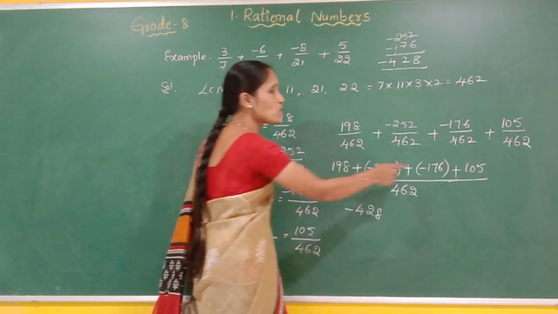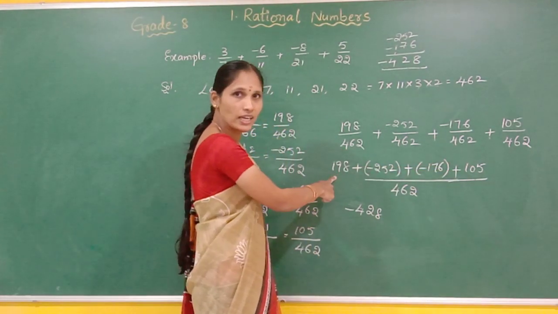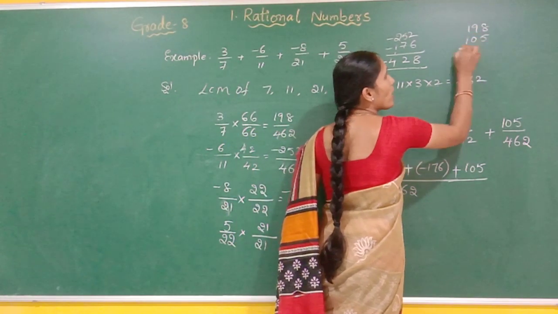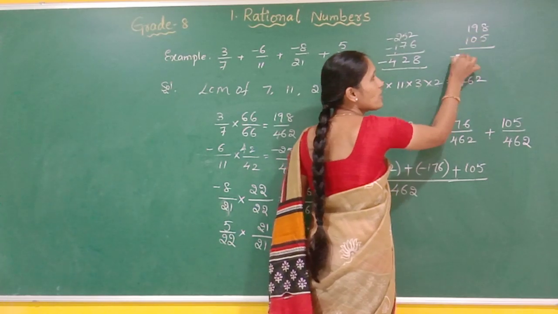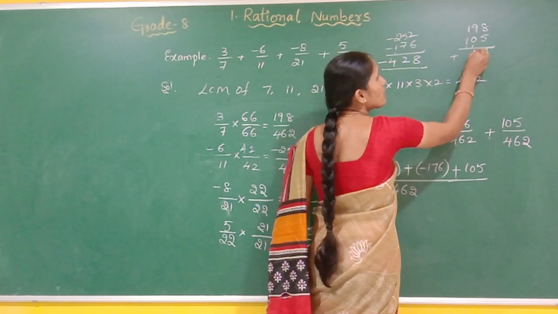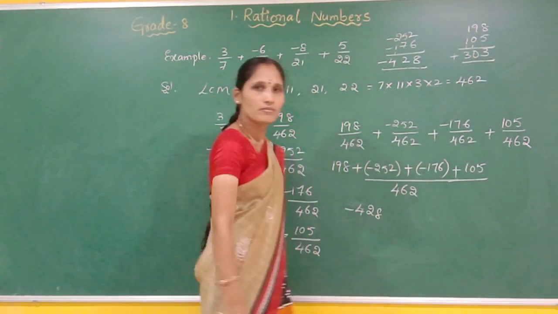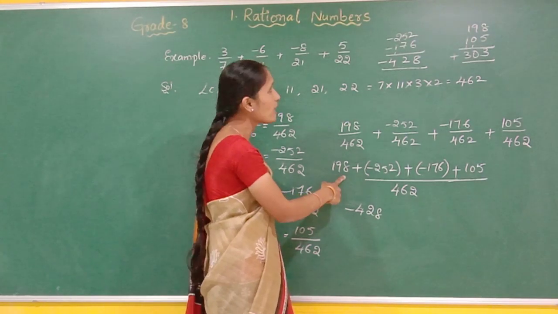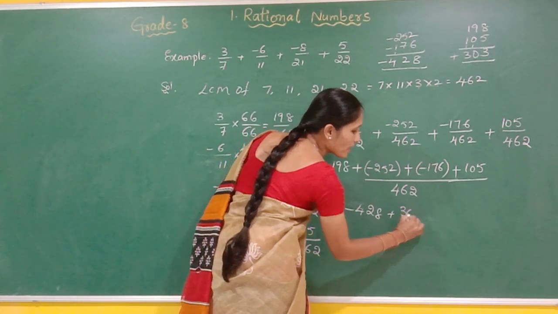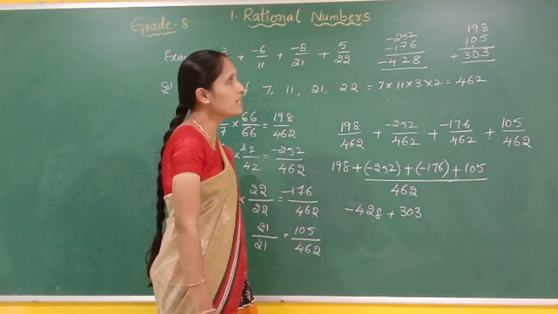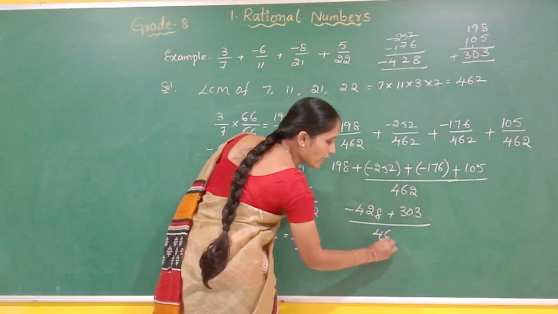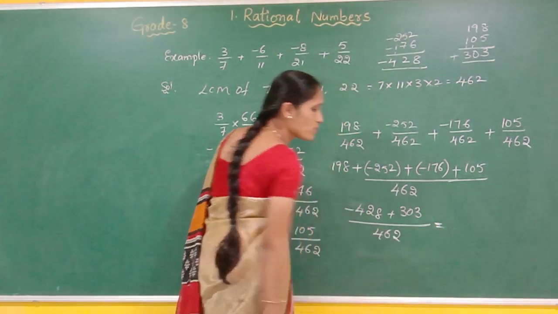Then add these two positive integers, that is 198 and 105. Both are positive integers, so the result is also a positive integer. 8 plus 5 is 13, 9 plus 1 is 10, and 3. What is the sum of 198 and 105? Yes, that is plus 303. What is the denominator? That is 462.